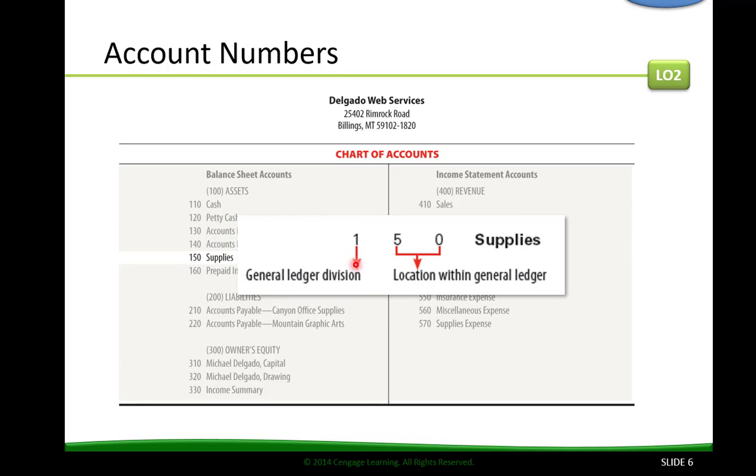The general ledger is divided by that first number. So if it's a 100, that tells you it's an asset. If it's a 200, it's a liability. 300, owner's equity. 400, revenue. 500 is expense.